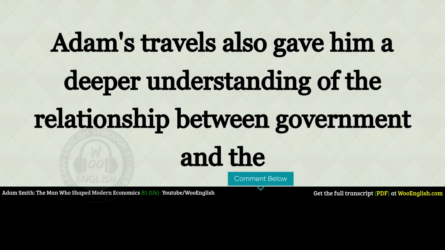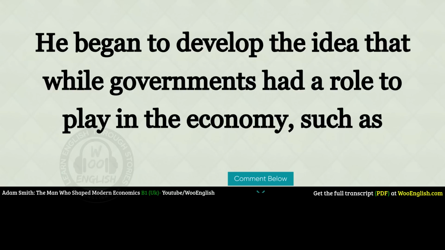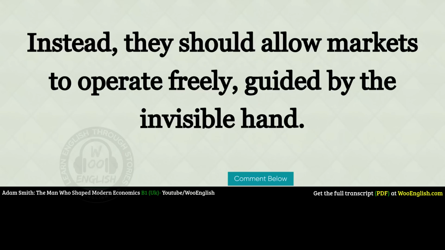Adam's travels also gave him a deeper understanding of the relationship between government and the economy. He saw how different governments in Europe controlled economic activity, often to the detriment of their citizens. He began to develop the idea that while governments had a role to play in the economy, such as protecting property rights and maintaining order, they should not try to control every aspect of economic life. Instead, they should allow markets to operate freely, guided by the invisible hand.